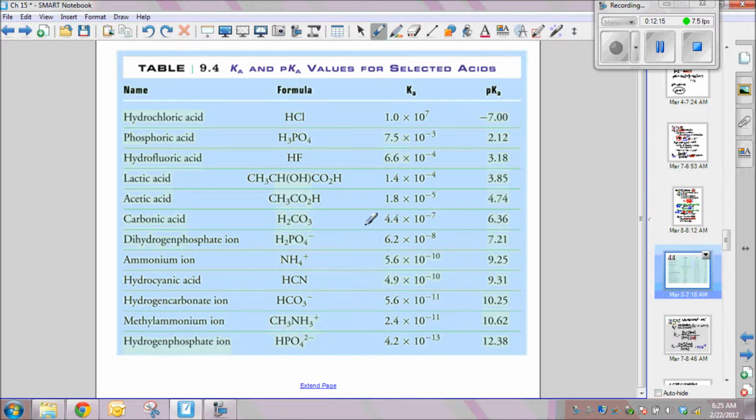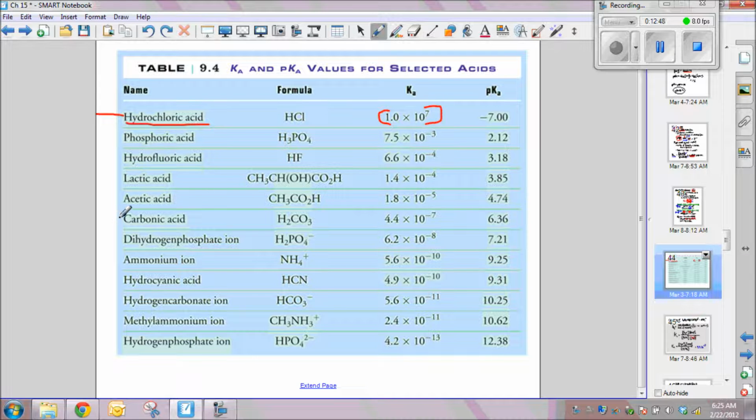Here are some examples of Ka values. Notice hydrochloric acid right at the top. Hydrochloric acid is a strong acid, so the value for Ka is really huge, mostly products over a tiny amount of reactants that did not ionize. So it's 10 million, or 1 times 10 to the 7th. What that means is essentially only 1 in 10 million particles will not ionize and will stay as molecular HCl. And most of the stuff turns to H+.